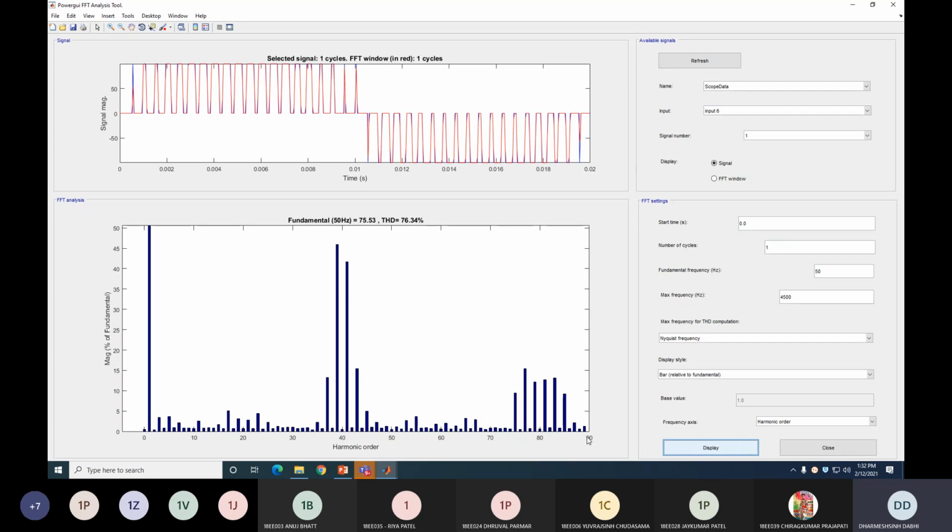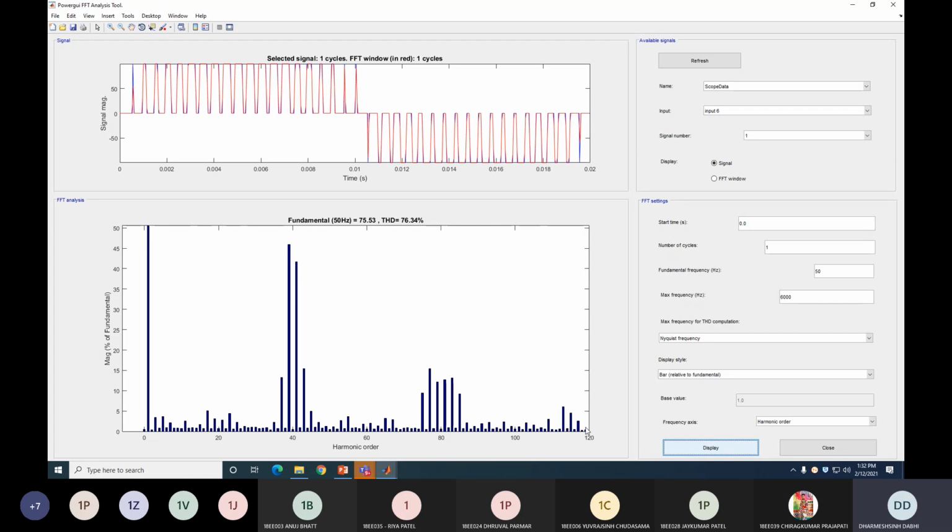Here I can measure up to 90 because my maximum frequency is 4500 Hz. If I increase the frequency to 6000 Hz, I can get the harmonics for the next level, up to 120 or whatever harmonics. Clear? So this way you can find out the dominant harmonics.